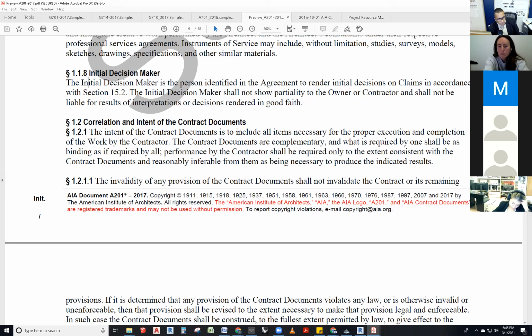The intent of the contract documents is to include all items necessary for the proper execution and completion of the work by the contractor. The contract documents are complementary, and what is required by one shall be as binding as if required by all. Performance by the contractor shall be required only to the extent consistent with the contract documents and reasonably inferable from them as being necessary to produce the indicated results. Any questions on that, guys?